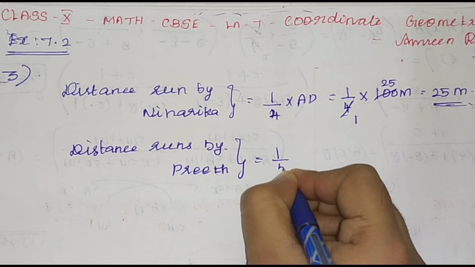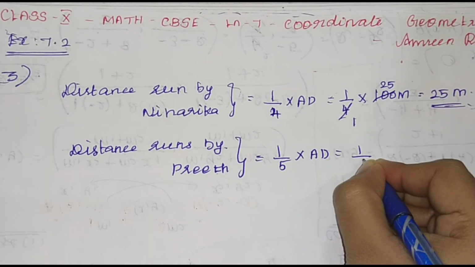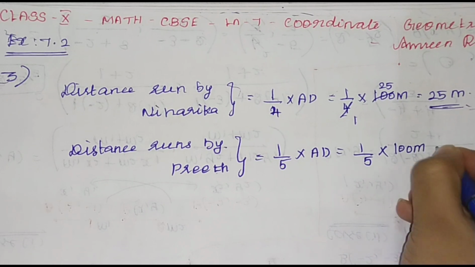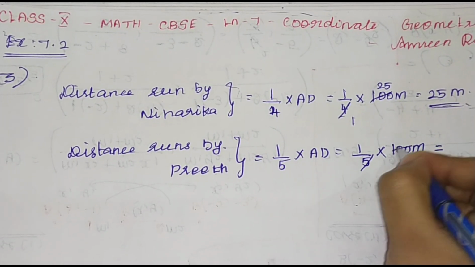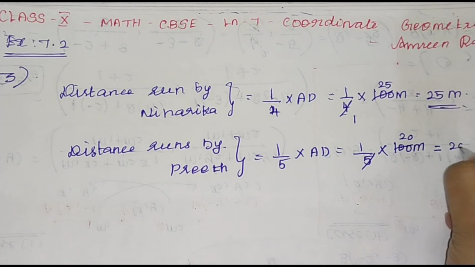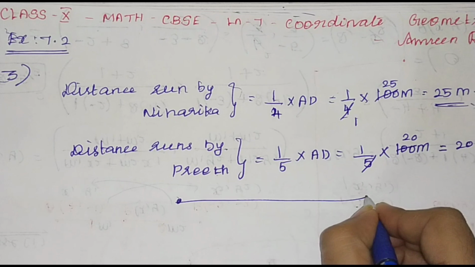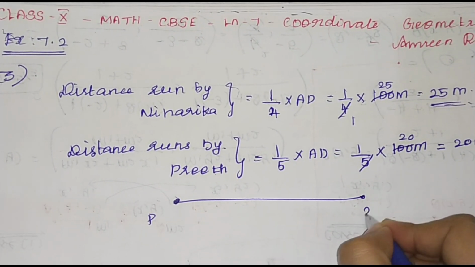1/5 of the distance AD: 1 by 5 multiplied by the distance, which is 100 meters, equals 20 meters. So through the diagram I will explain the first girl's position and the second girl's position.